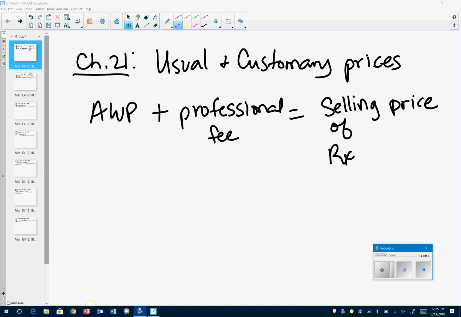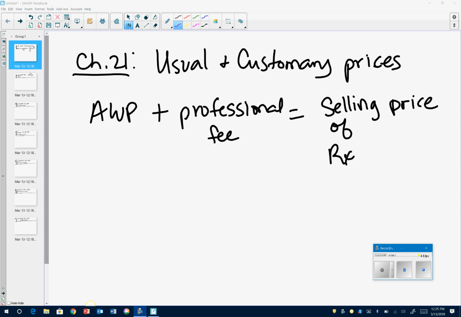Okay, Chapter 21 is usual and customary prices. Learning objectives: after completing this chapter, the student will be able to define usual and customary price for a prescription, and describe how usual and customary price can be determined.